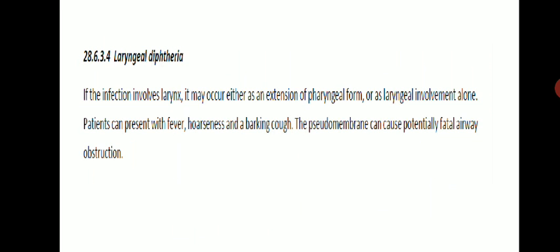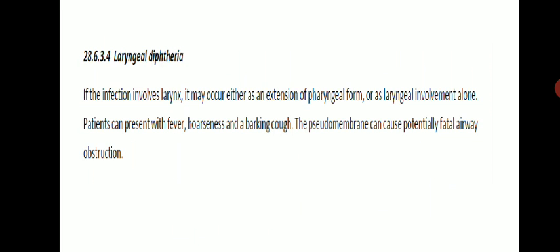Okay. Then next is laryngeal diphtheria. If the infection involves the larynx, which is a part of the respiratory tract, the larynx is also known as the voice box. It may occur either as an extension of the pharyngeal form or as laryngeal involvement alone. Patients can present with fever, hoarseness, and a barking cough, and the pseudomembrane can cause potentially fatal airway obstruction.